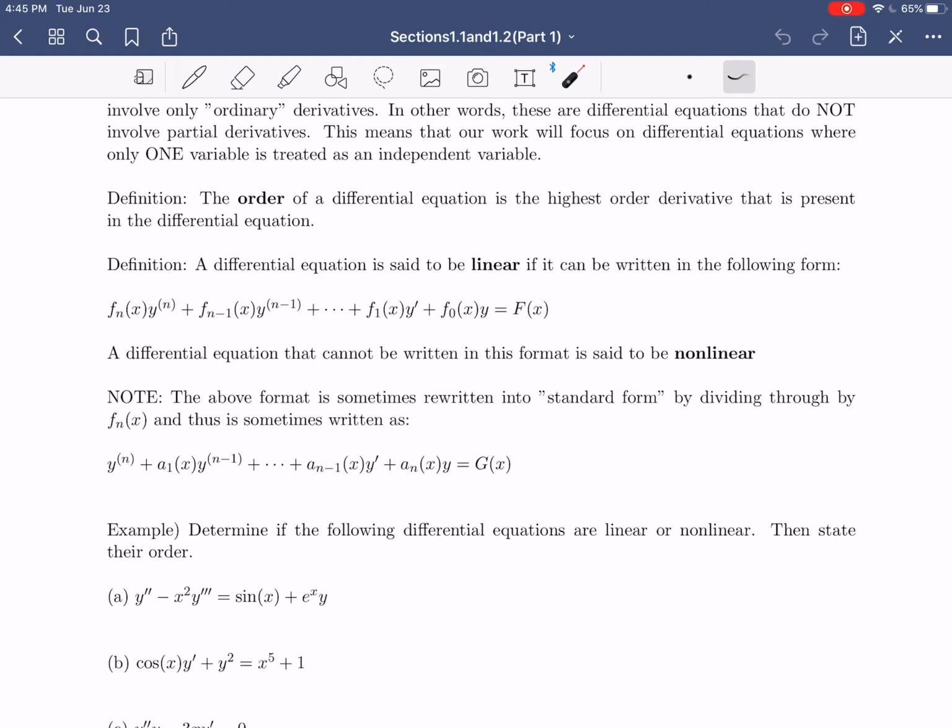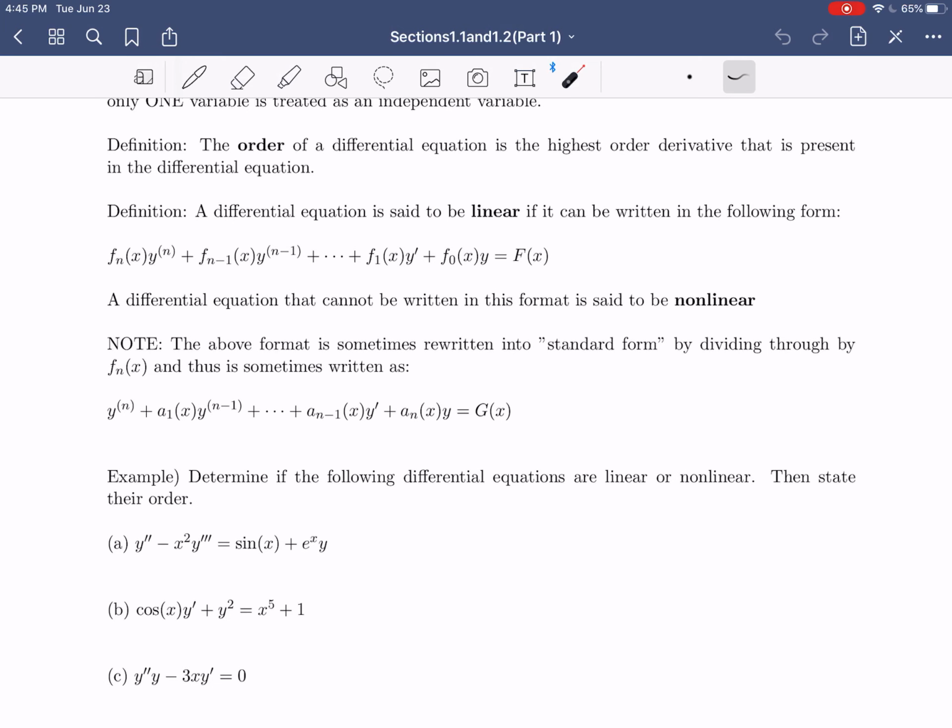Now, not every differential equation is linear. So any differential equation that cannot be put into this format is said to be nonlinear. So we now have two ways of classifying differential equations. We can always talk about their order, and we can classify any differential equation as either linear or nonlinear.